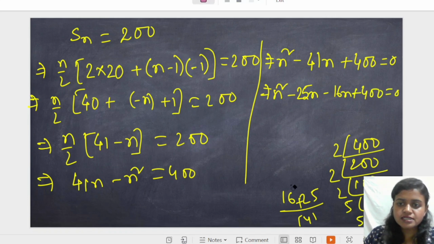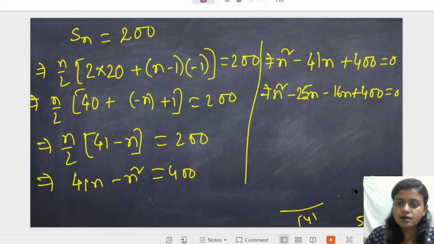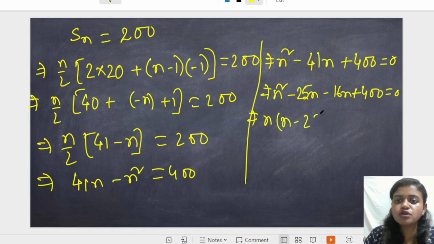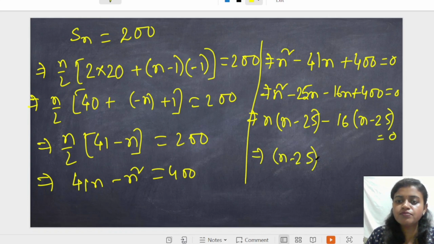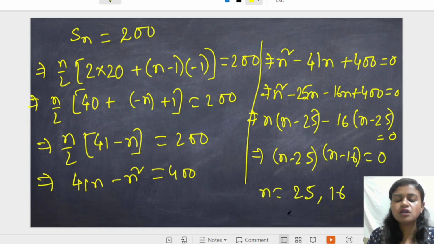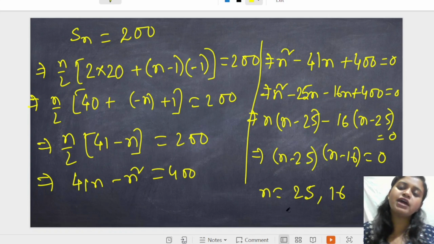So let me erase this one. Okay. So from this we will get n into (n minus 25) minus 16 into (n minus 25) equals 0. So next, n minus 25 and n minus 16 equals 0. So n equals 25, 16. So it got two values, 25 and 16.